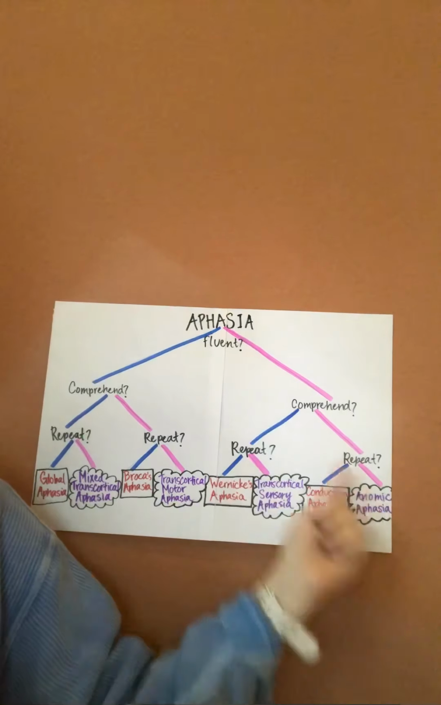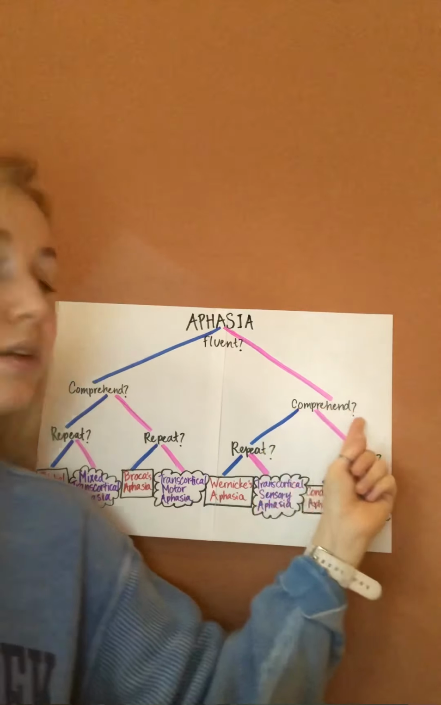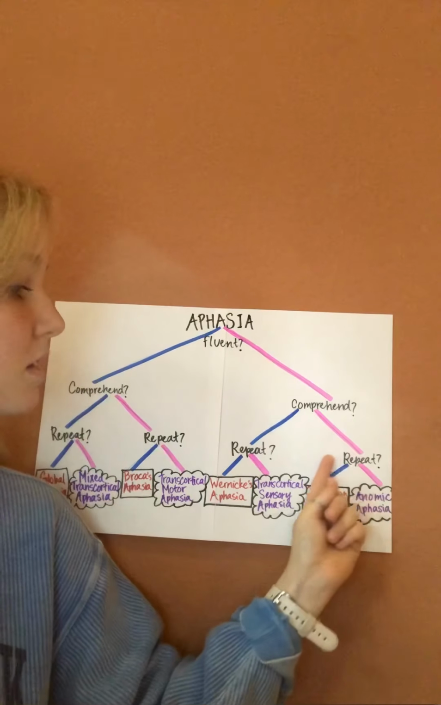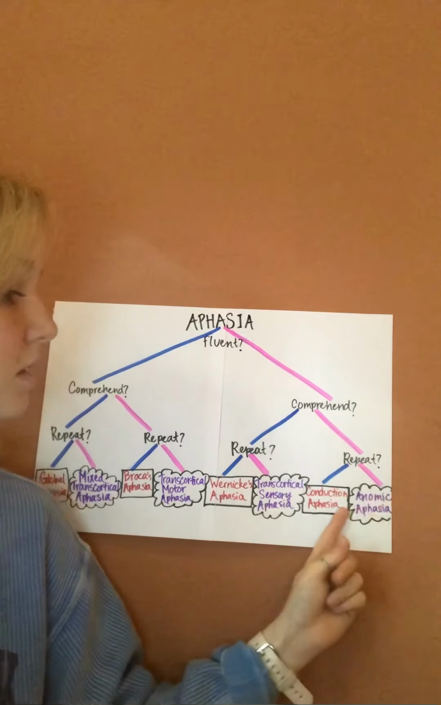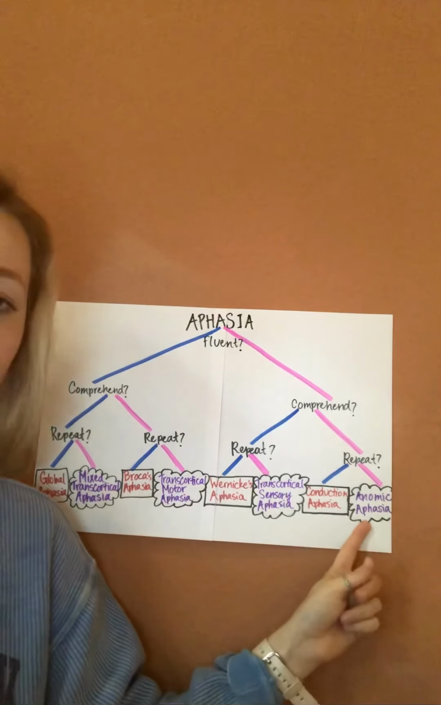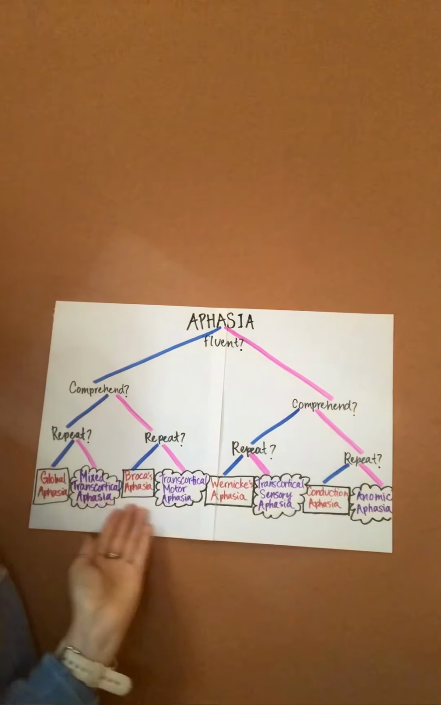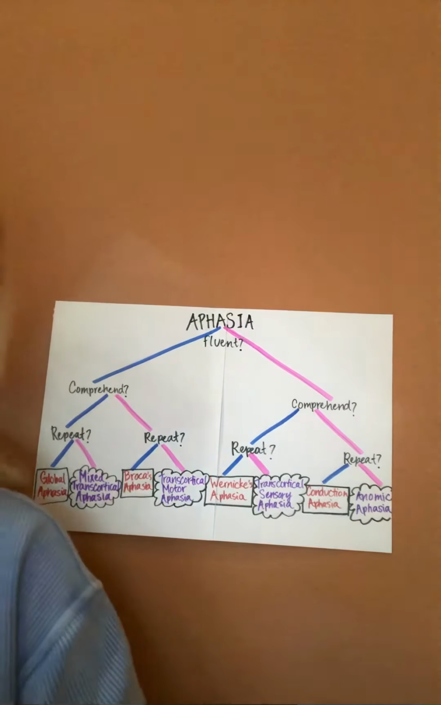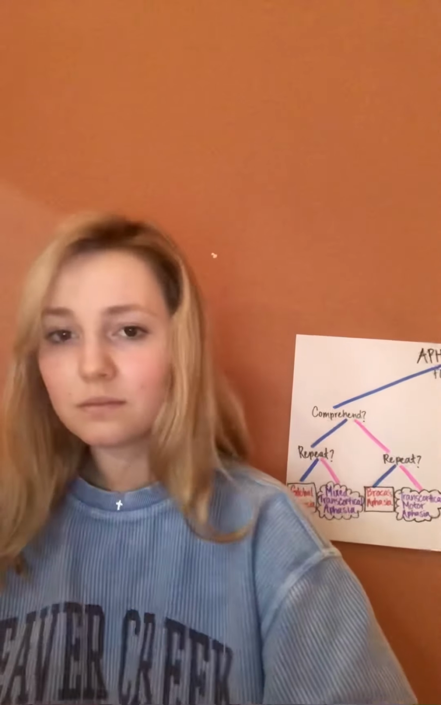On the other end, is the person fluent? Yes. Is the person able to comprehend what you have said? Yes. Is the person able to repeat what you have said or an answer? Yes. The person has anomic aphasia. And you can repeat the process throughout the spectrum in order to understand aphasia's differences between one another.